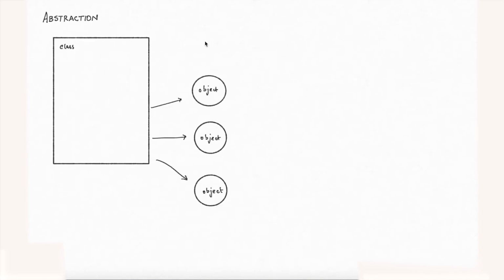Today, we are going to talk about abstraction. Let's recap a little bit. Up till now, we have seen that we can create classes, and using those classes, we can create many different objects. A class from which we can create objects is called a concrete class. So if this class can create objects, that means that this class is a concrete class.